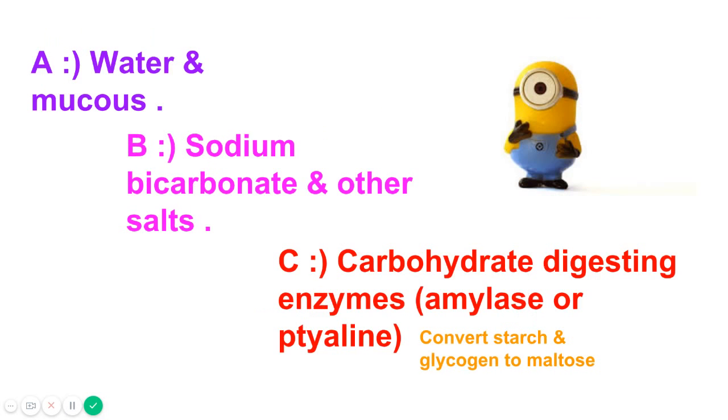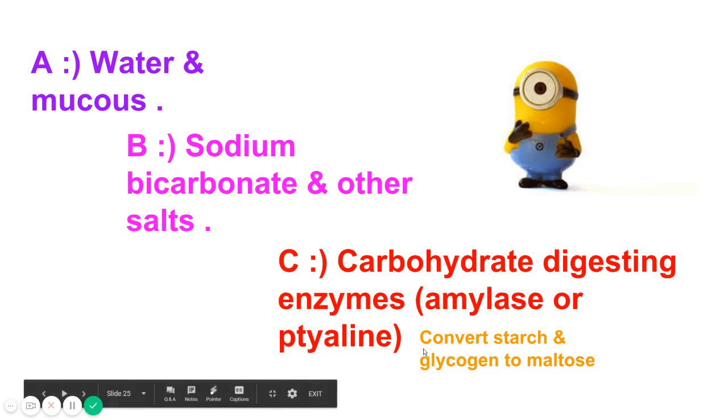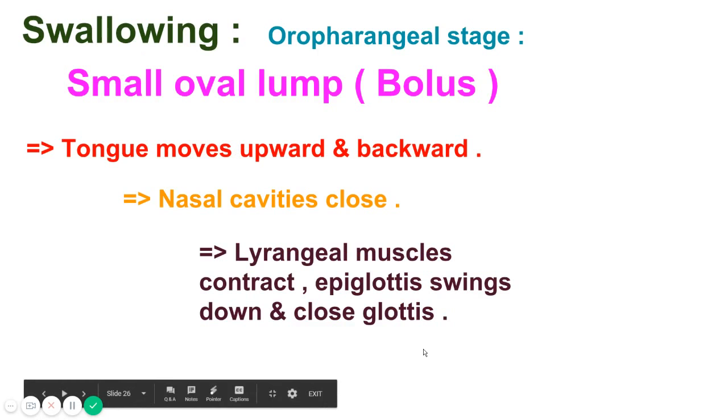Saliva produced by these glands contains three important ingredients. Watery mucus, which helps in moistening and lubrication of the food. Sodium bicarbonate and other salts, which are antiseptic and help in stabilizing the pH of the food. And carbohydrate digesting enzymes, amylase or ptyalin. It converts starch and glycogen to maltose.